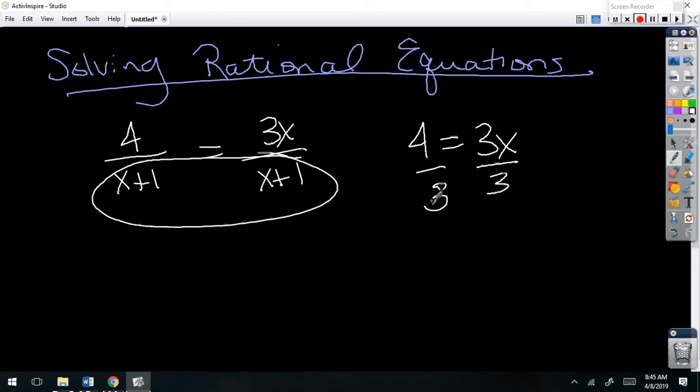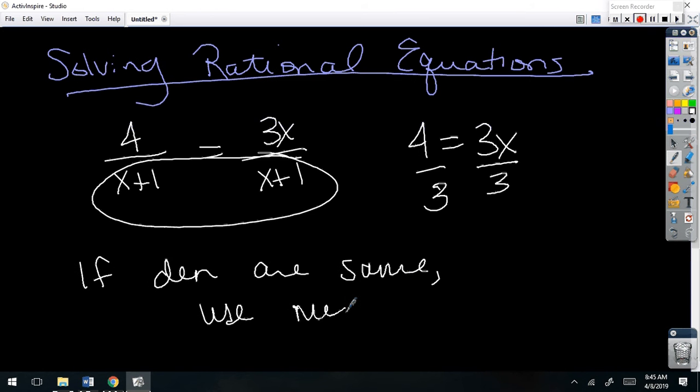So the point I'm getting to here is if the denominators are all the same, then you could use the numerators to solve. Does that make sense? Because if the denominators are the same, then the numerators must also be the same. So you would use those to set up and solve from there. I'll show you what I'm talking about.